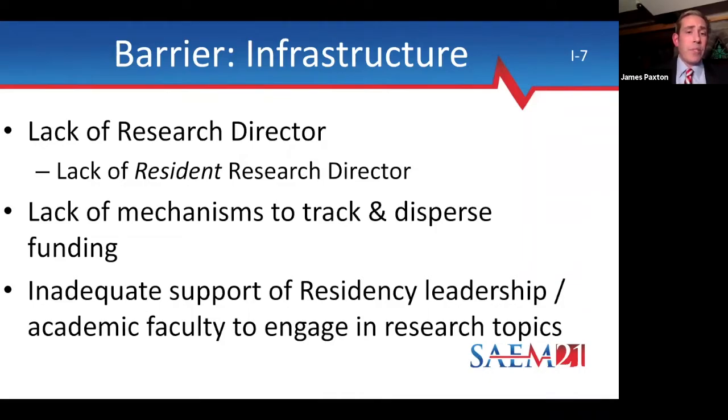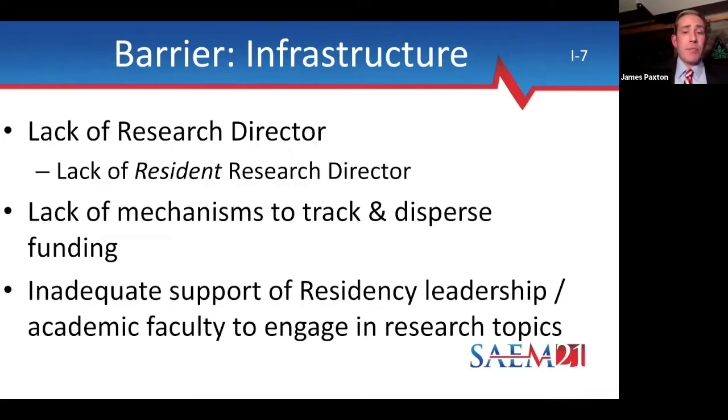So there should be someone in your department who's designated as a resident research director. Doesn't mean they have to do everything, but they need to coordinate efforts. They need to supervise, make sure it's happening, make sure things are being done properly. And I think that's an important step towards overcoming this barrier of lack of appropriate leadership.